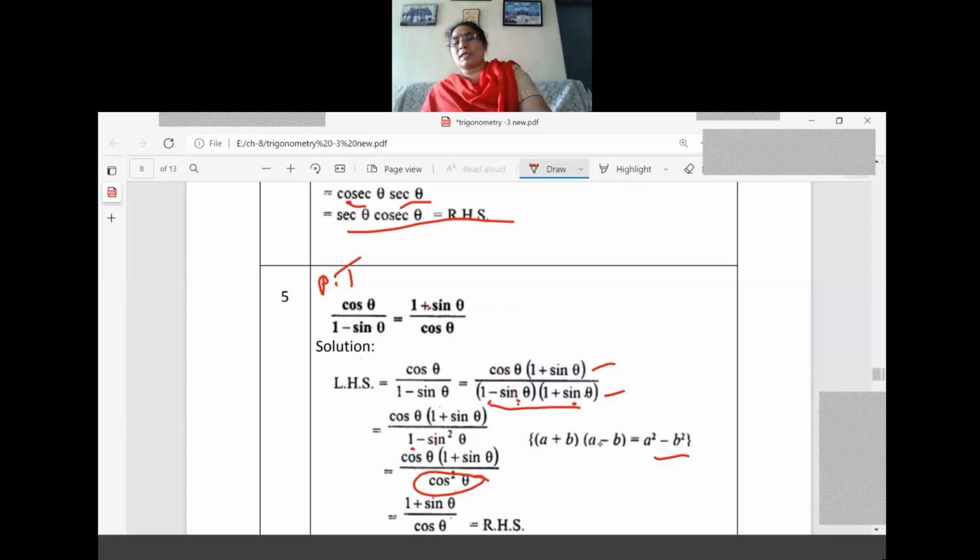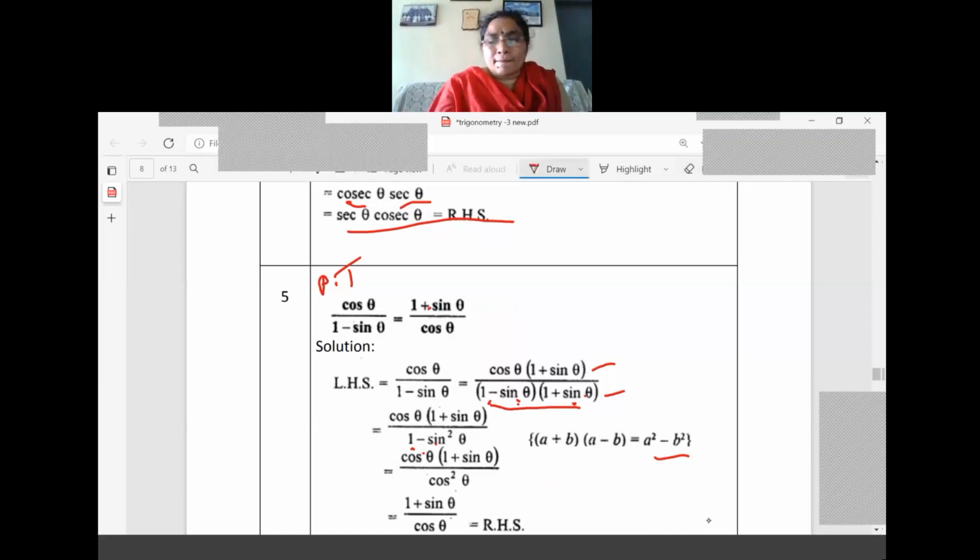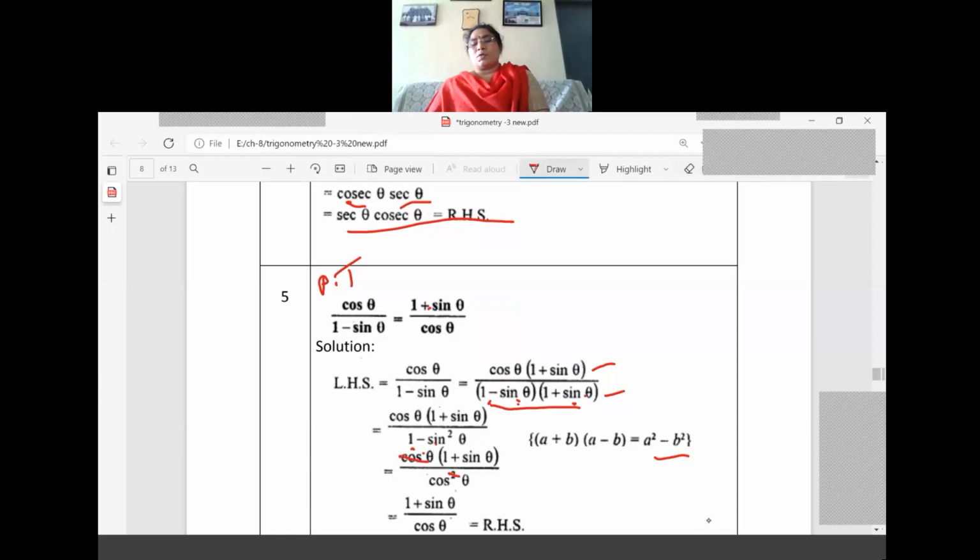So one cos will get cancelled. In the numerator you can see one cos is there, but in the denominator cos square is there. So only one we can cancel. Other than that, one will remain, right? So I can cancel this cos. So what is the remaining? 1 plus sine theta by cos theta, equal to RHS.